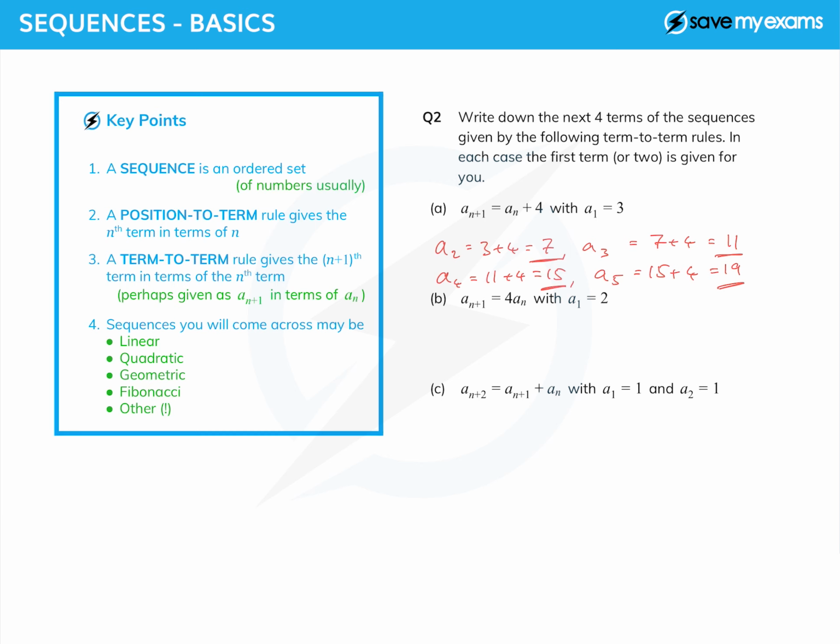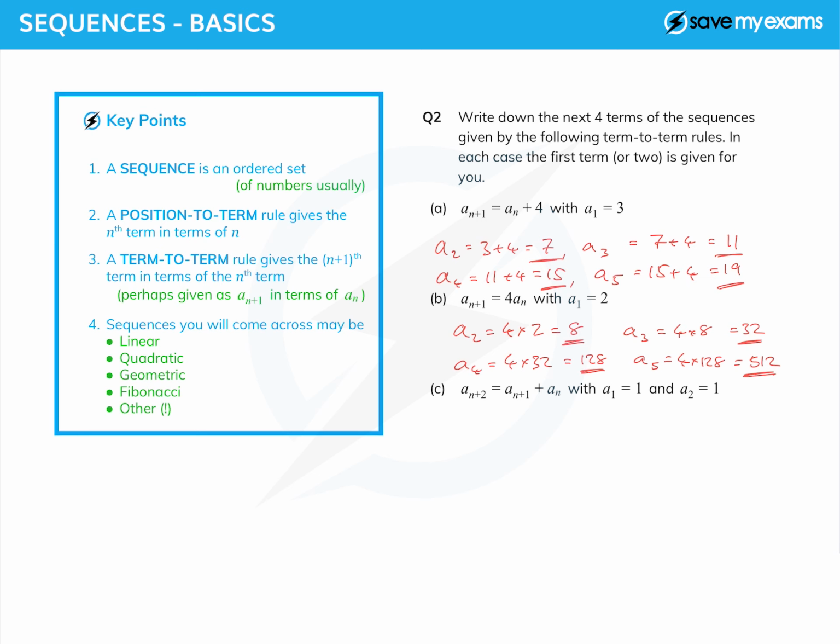Now, this next one, we're multiplying. So a2 is going to be 4 times a1. So 4 times 2 is 8. a3 will be 4 times a2. a2 is 8, so that'll be 32. a4 will be 4 times a3, and 4 32s are 128. And a5 will be 4 times a4, which is 128, and 4 128s are 512. And for your information, this is a geometric sequence. Go and have a look at the tutorial on that.